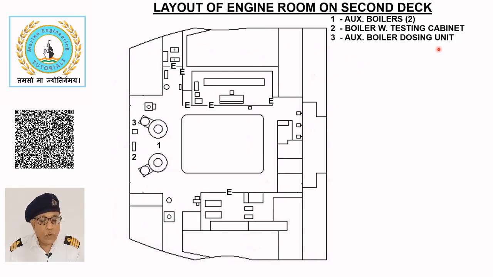Auxiliary boiler dosing unit. The auxiliary boiler dosing unit 3 is used for treatment of boiler water. It consists of a chemical tank and a diaphragm type dosing pump, which continuously injects chemicals into the feed water.